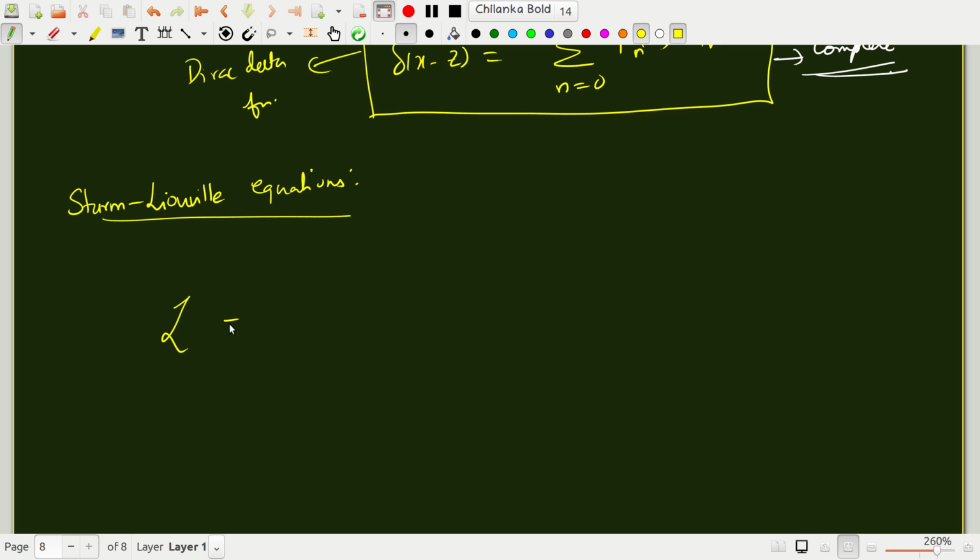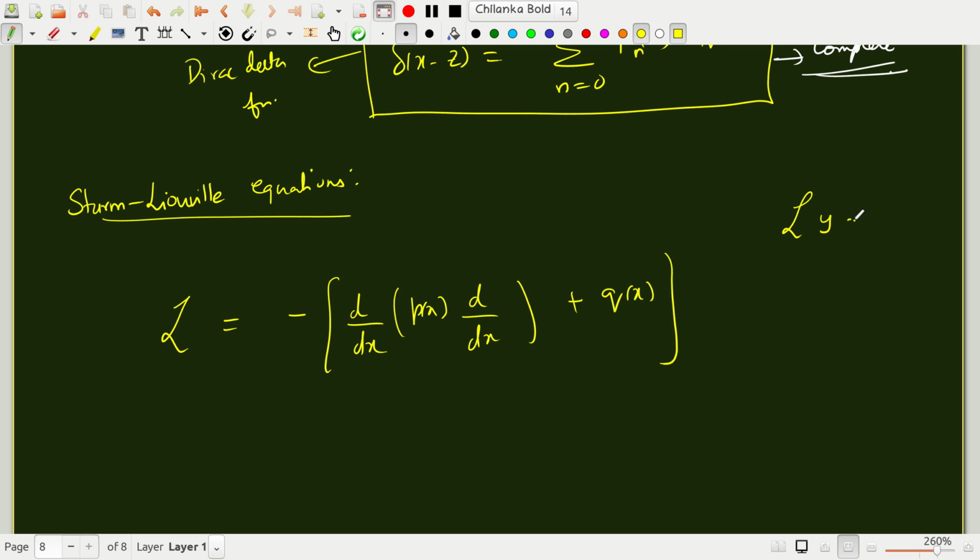What is that Sturm-Liouville equation? The operator is minus d dx of p of x d dx plus q of x. If you take this equation, Ly is lambda y, or in general lambda rho y, I told you that the generalized eigenvalue problem is lambda rho y. Then you can show that L is self-adjoint, with L equal to L dagger plus boundary terms.